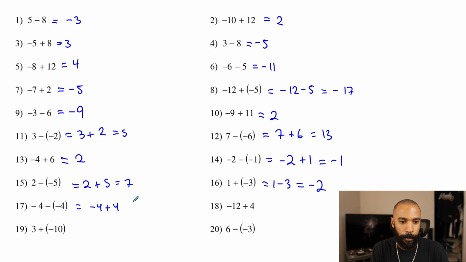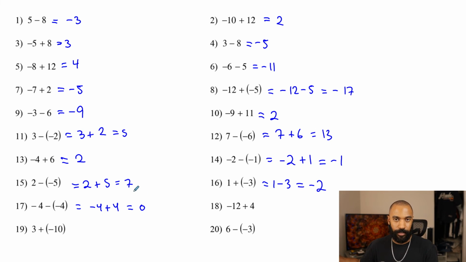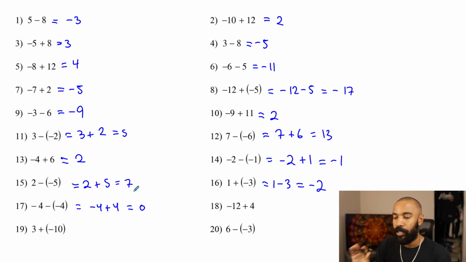This result is 0. Now, because I don't see one, if it said negative 4 minus 4, that's going left and left. That's like 4 plus 4. That would be negative 8. Negative 4 plus 4, however, is 0.